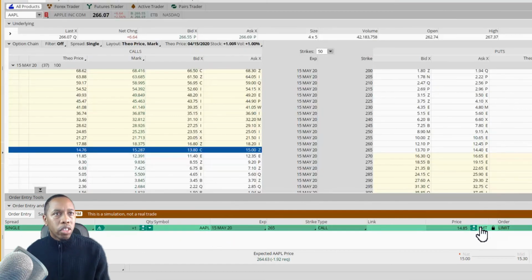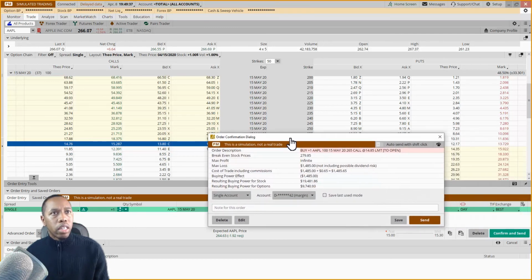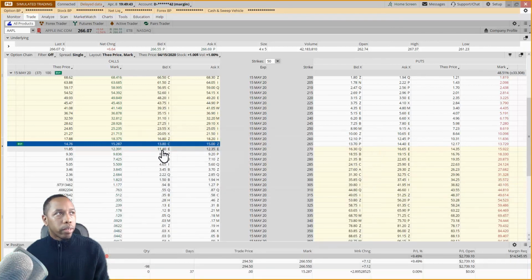So I'll go in there, I've changed that, and then I'll submit my order. I can just click confirm and send, and it's going to give me my order dialog confirmation. All I have to do is click send, and then that order is on its way. Okay, so when you're live, you'll see that the order will get filled or it won't get filled. Either way, that's how you do it. But you do all of that from the bid and the ask, right?